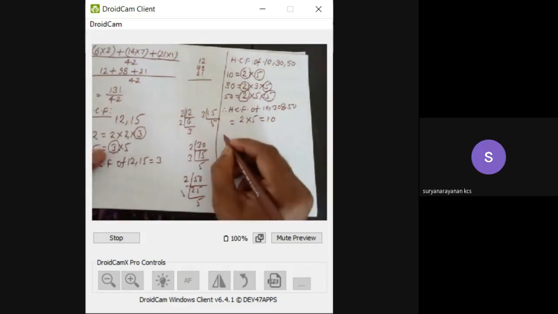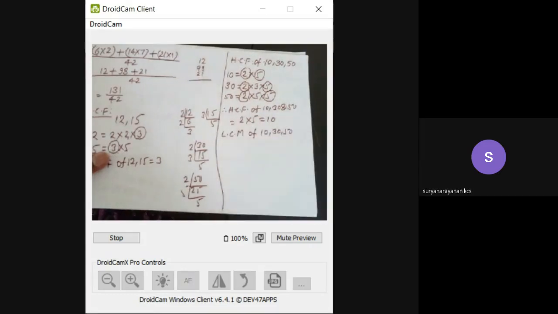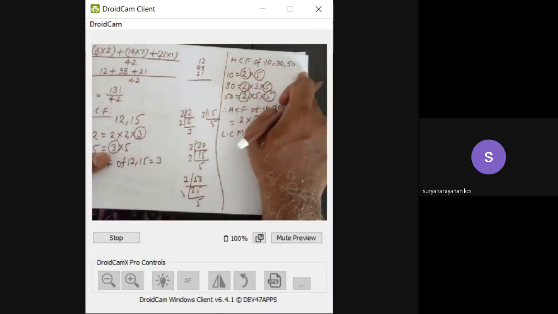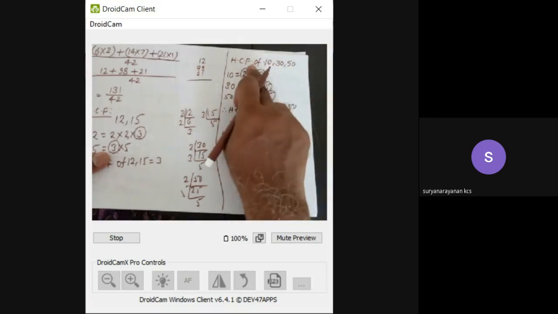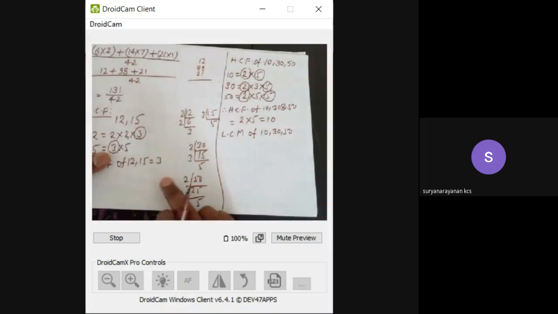Next, come to next point, LCM. LCM of 10, 30, 50. See this question, my dear, in the previous question also I took these three numbers 10, 30 and 50. But for these three numbers we found HCF. Now find LCM of 10, 30 and 50.